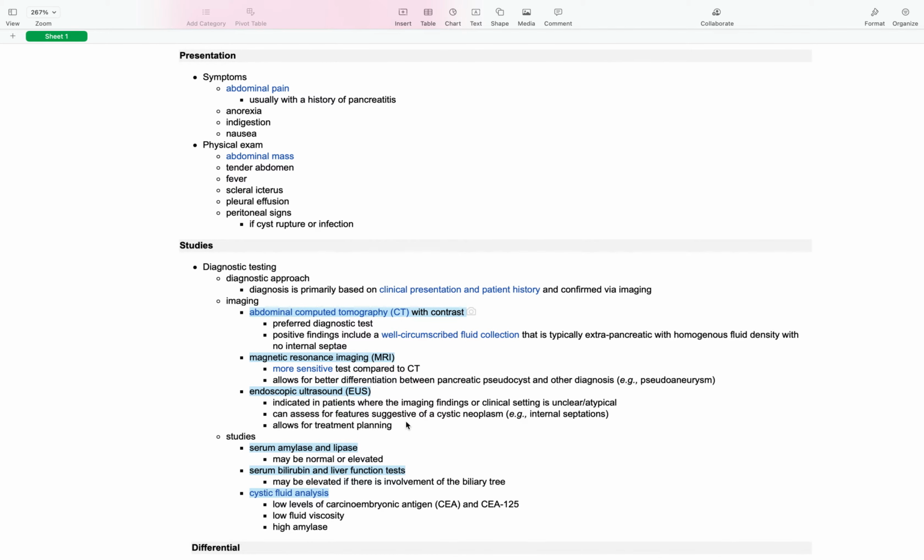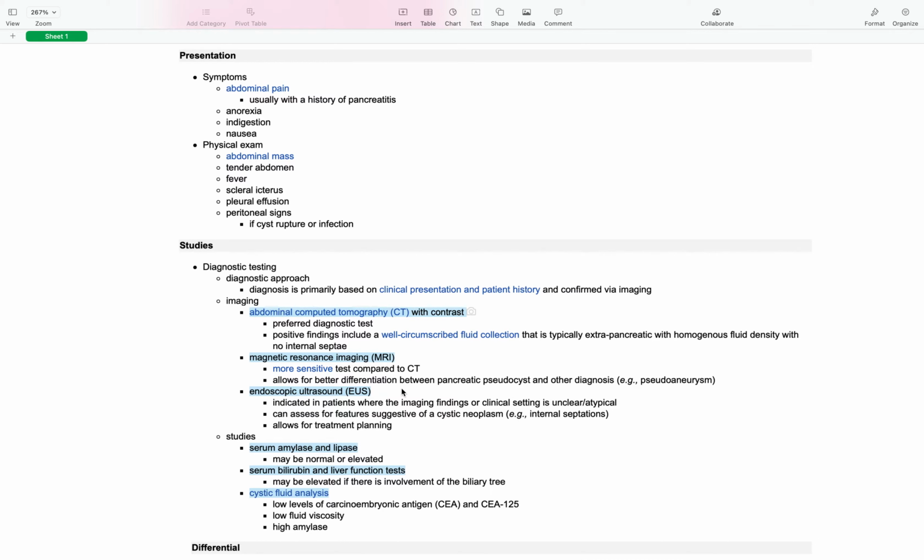So when you do the cystic fluid analysis, you want to look for CEA and CA 125 antigen. You want to look for fluid viscosity and amylase. Generally, in any non-neoplastic fluid, the CEA will be low, the fluid viscosity will be low, but amylase will be high. If the amylase is high, this can further complicate to pseudoaneurysms or in fact GI hemorrhage.